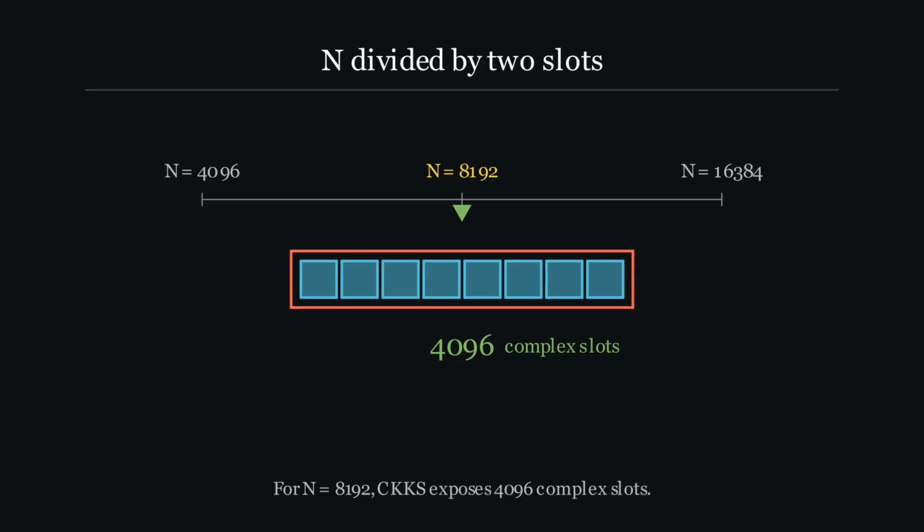But the expansion is not free. Ring operations become more expensive, ciphertexts use more memory, and key material grows. The middle setting, n equal to 8192, gives 4096 complex slots in the educational configuration used later in this scene.